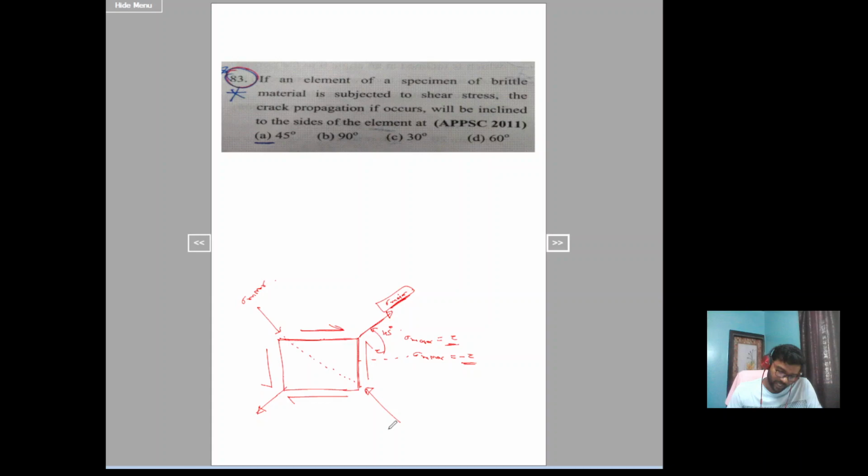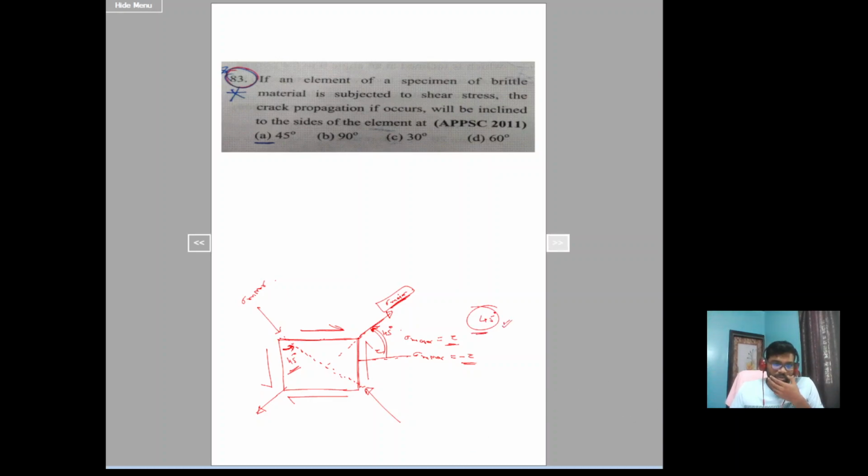So the crack will occur with respect to it like this, which is making an angle of 45 degrees. How can you see it is 45? This one is 45 as this normal, and the stress normal to the plane is making 45 degrees. So the crack will propagate on a 45 degree plane.